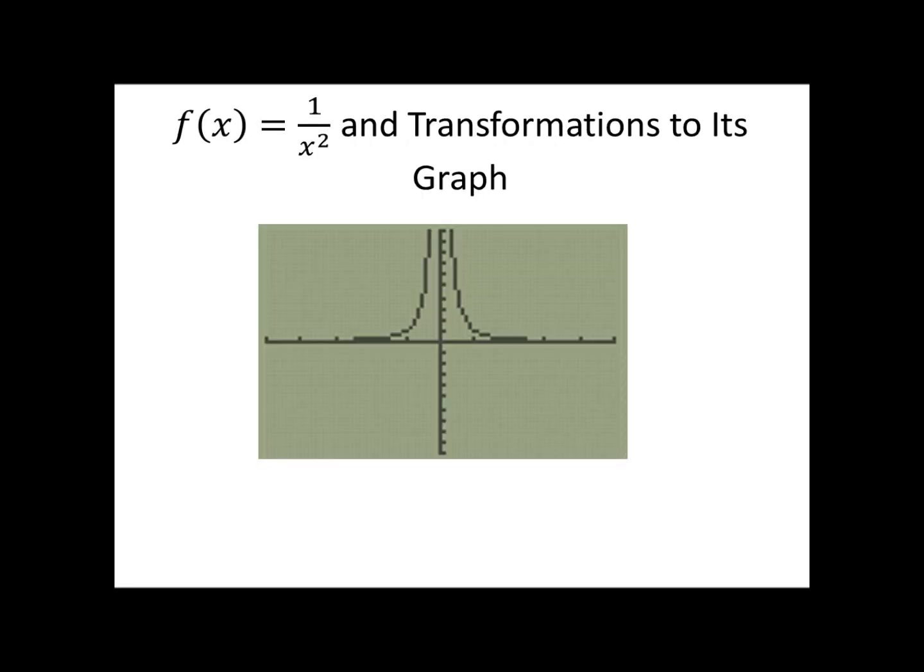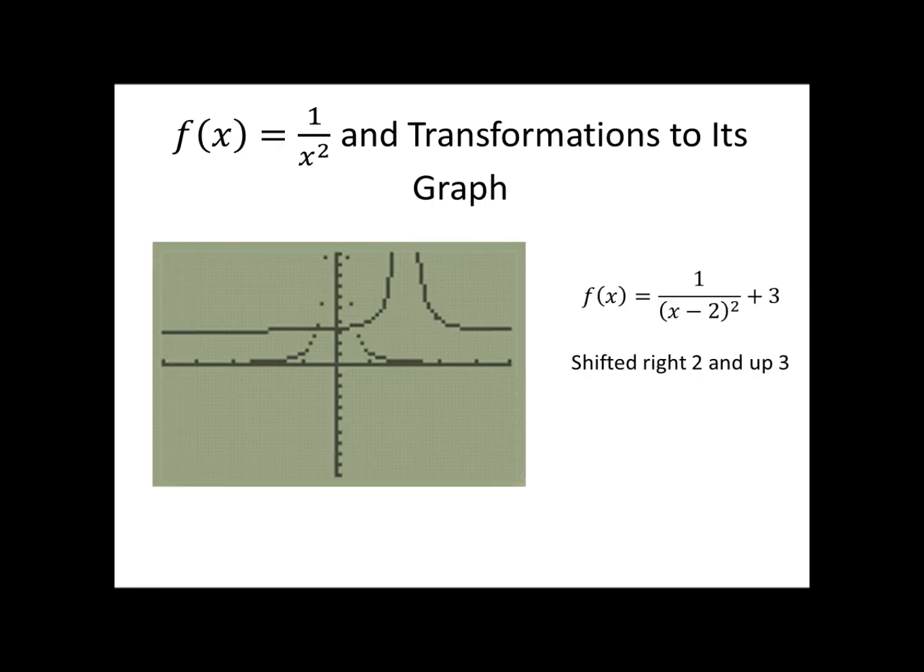Let's take a look at our first rational function, f of x equals 1 over x squared. Now we're going to use our basic rules for transformations to move this graph around. We can see the graph here made on a calculator. Now I'm going to shift this graph right 2 and up 3. I accomplish this just like I have done transformations up to this point with any type of function. I subtract 2 inside with the x, and I add 3 onto the end. Here we can see the original function 1 over x squared and the new transformed function.